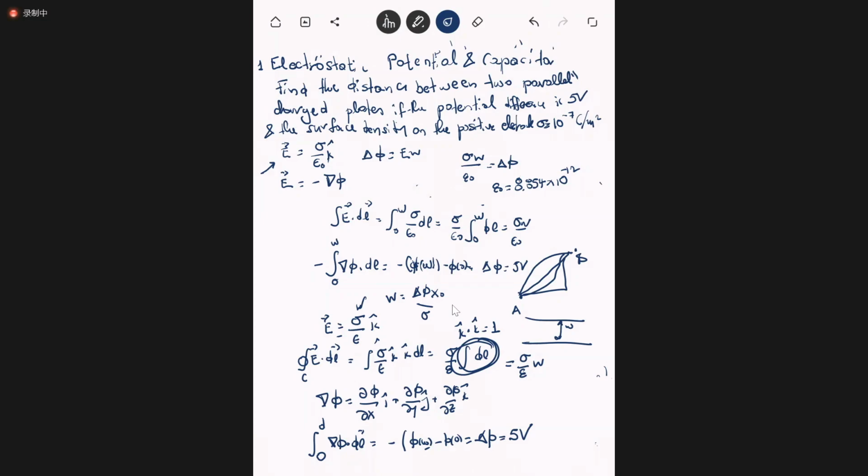Yeah? Right, so this is pretty much that. Is that something else? Don't remember. Does anybody remember, or can check to see, if this problem is asking for something else to calculate besides the distance between the two plates?